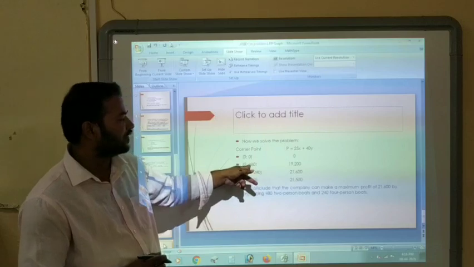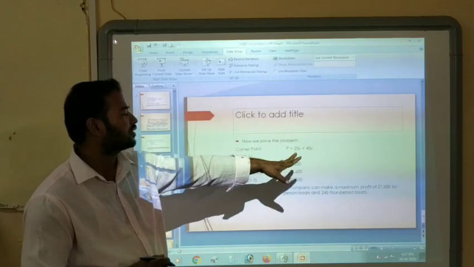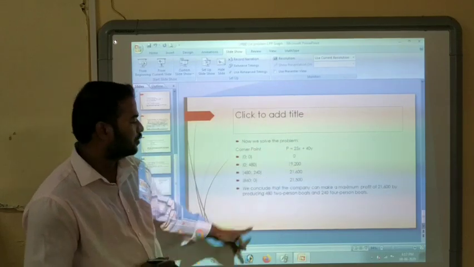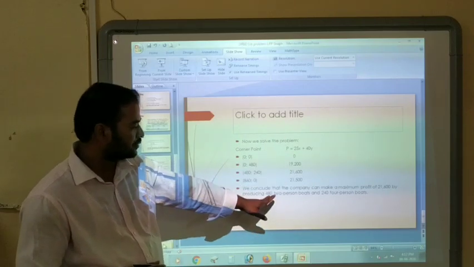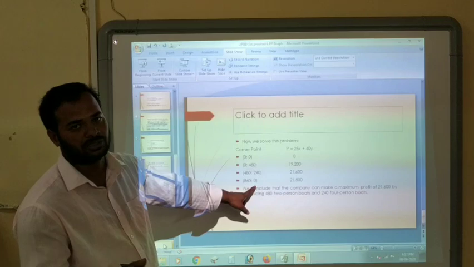So, in the final step, we put all corner point values into the objective function P = 25x + 40y. The highest value is the maximum profit. So, we need to follow the step-by-step procedure.